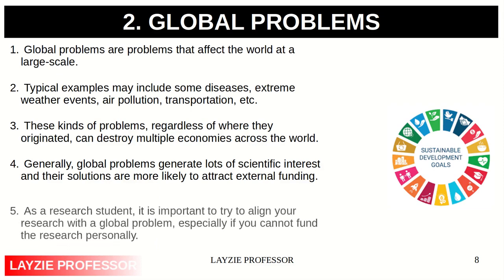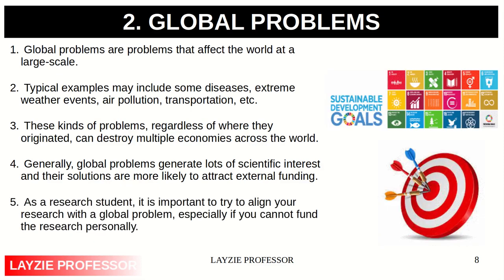And as a research student, it is important that once you begin to embark on your research, you align your research with a global problem, especially in a situation where you are not able to provide funds and resources personally to carry out the research. Because once your research is targeted at a global problem, there are so many donor agencies and international organizations which have funds available, and they are ready to give out these funds to people who are solving problems that have impact at a global scale.